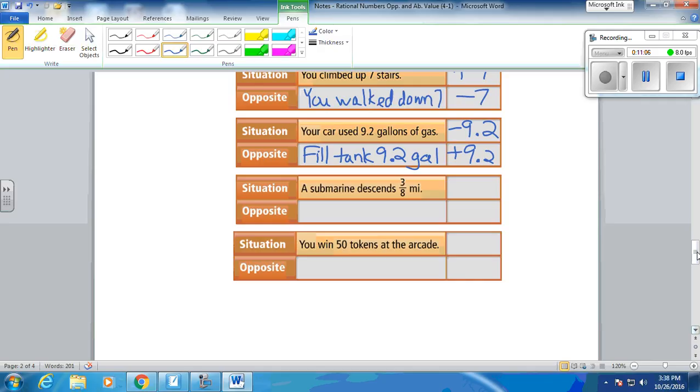A submarine descends 3/8 miles. So the descends is telling us that it's going down, so that would be negative. The negative sign is showing us our direction. So the submarine ascends 3/8 of a mile would be the opposite. So that's positive 3/8. So again, even the positive is telling me the direction. You win 50 tokens at the arcade. You must be so awesome. And then to do the opposite, you would redeem 50 tokens. So that would be -50.